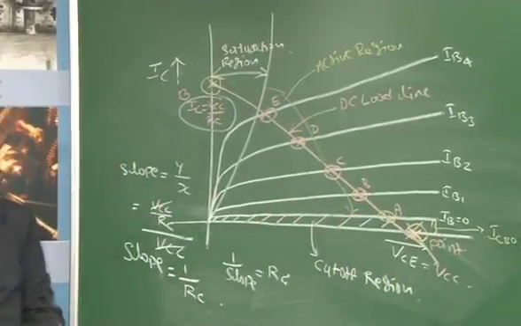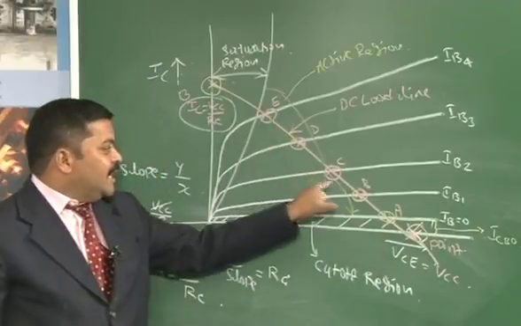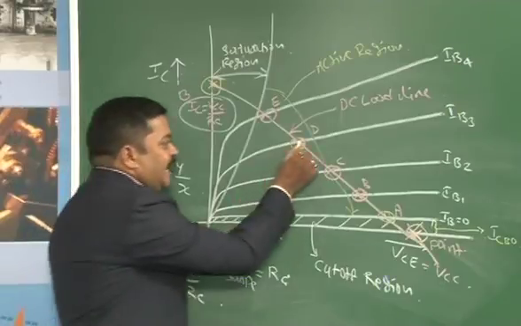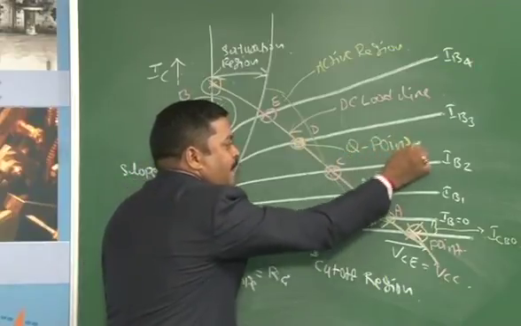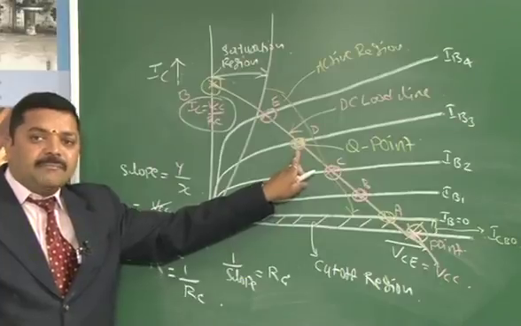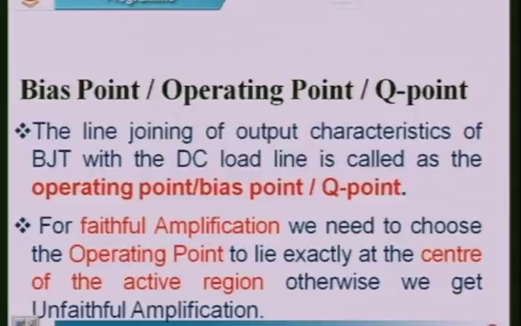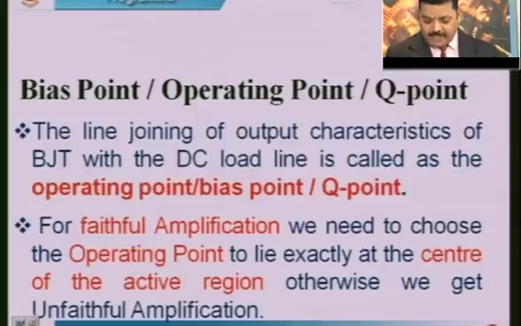For getting faithful amplification, we need to choose the operating point exactly at the center of the active region. When we consider A, B, C, D, E points, approximately point D lies at the center of the active region. Therefore, we can choose this as Q point or the bias point. So, for getting faithful amplification, we must fix the operating point or the bias point or the Q point at the center of the active region. Otherwise, we get the unfaithful amplification.